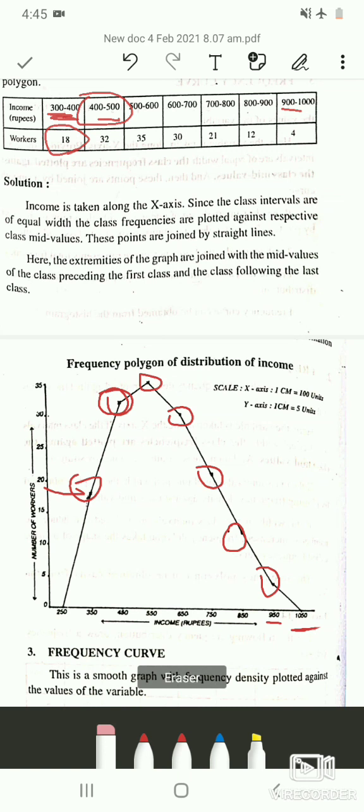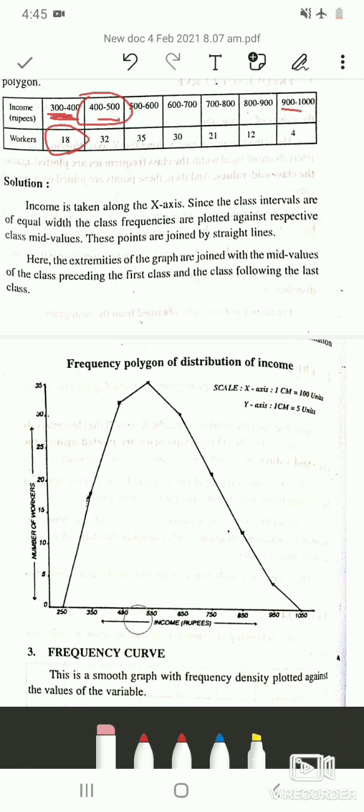Once you draw this, join these using a scale with a straight line, and for the last one mark it to the next mid value, and this will be for the previous mid value which is 250. So join this and this gives a frequency polygon, which is very simple.